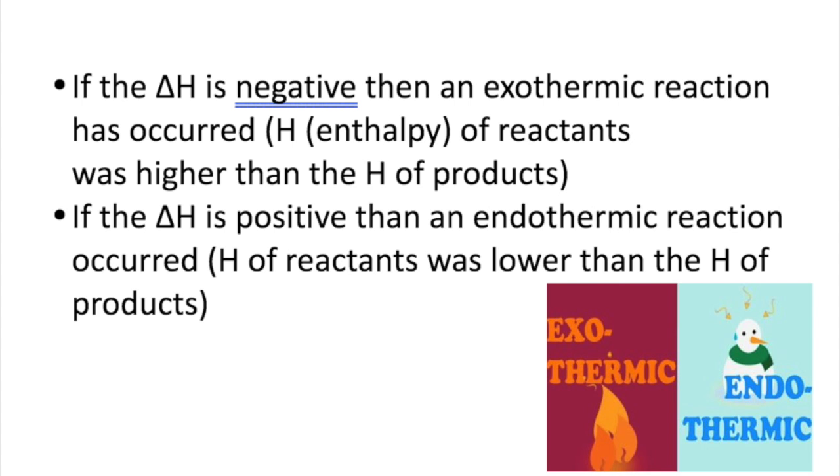Some final things just to keep in the back of your head: if the delta H is negative, then an exothermic reaction has occurred. The H, which is enthalpy, of reactants was higher than the H of products. Also, if the delta H is positive, then an endothermic reaction has occurred. So that would mean the H of reactants was lower than the H of products.